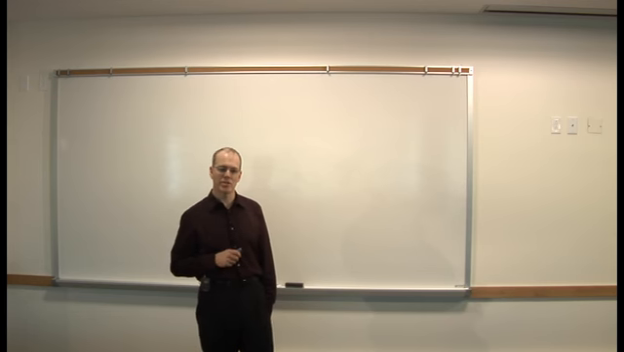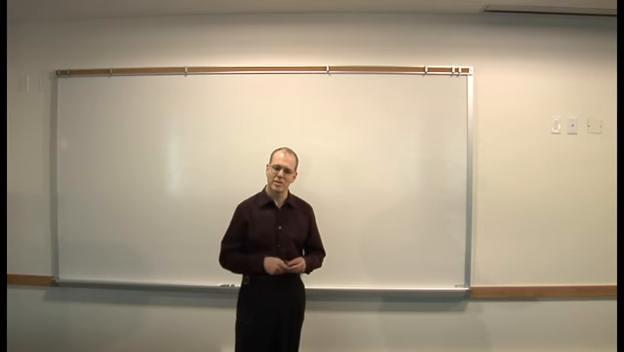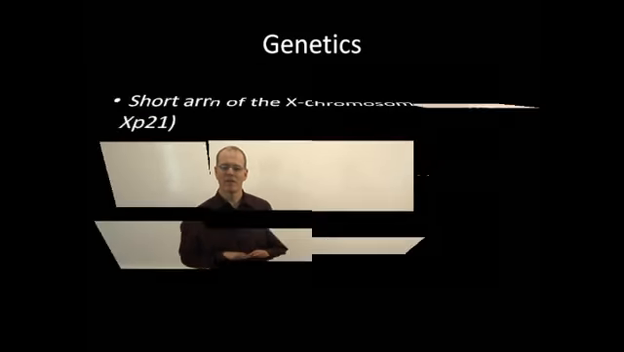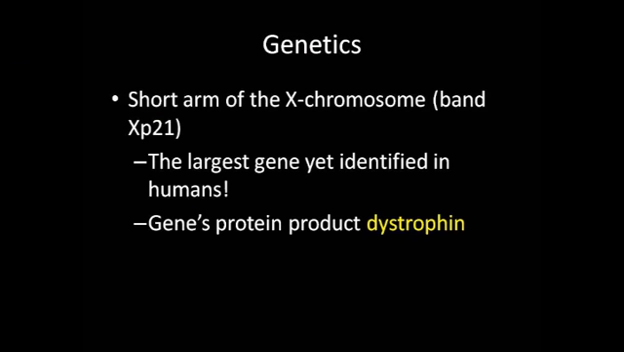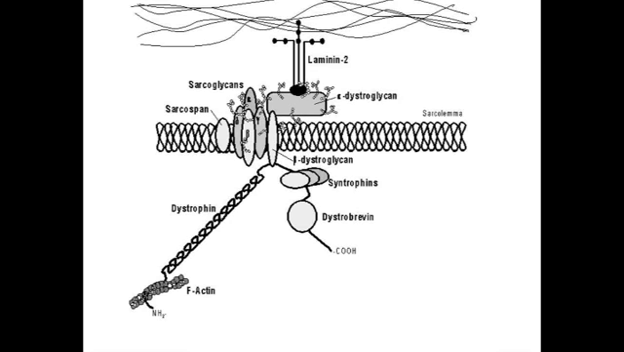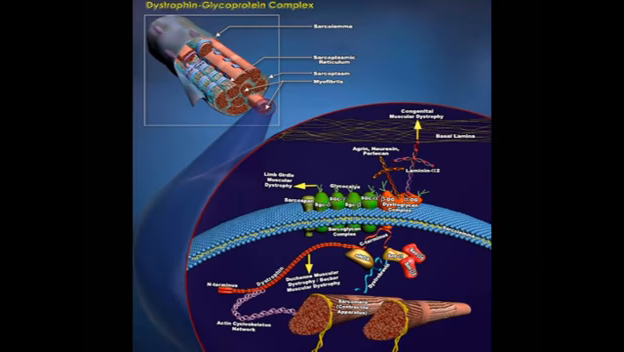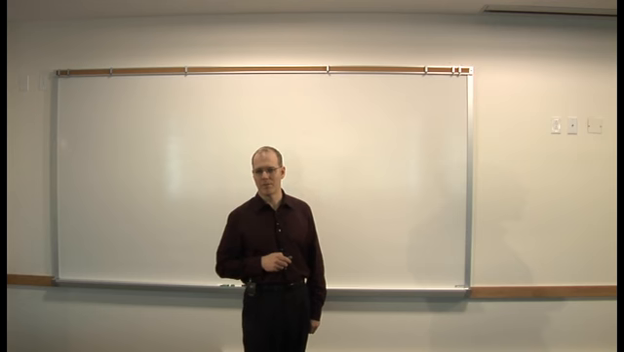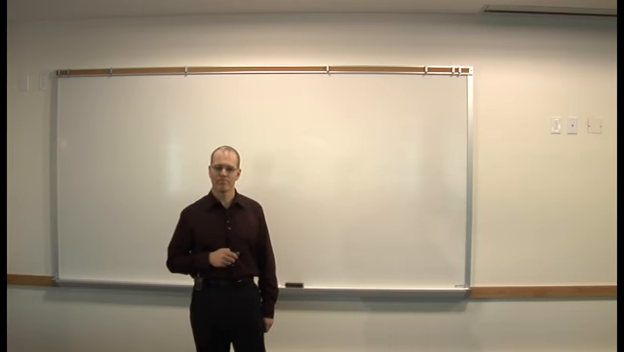So the genetics of this condition: the problem is on the short arm of the X chromosome, Xp21. This is the largest gene yet identified in humans, and the protein product is called dystrophin. As you can see here on the picture, the protein dystrophin links actin with the sarcolemma. It's thought that in terms of the mechanism of Duchenne's, when we lose the dystrophin, especially with exertion, there's breakdown of the muscle membrane, and that leads to muscle destruction.